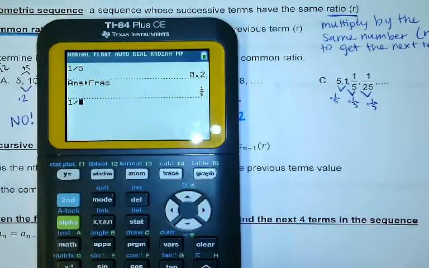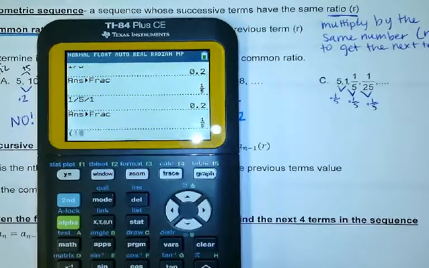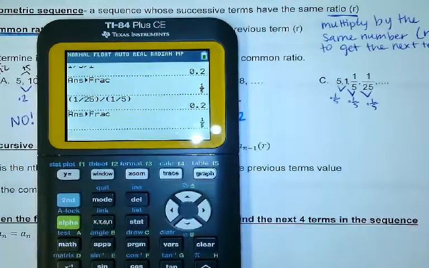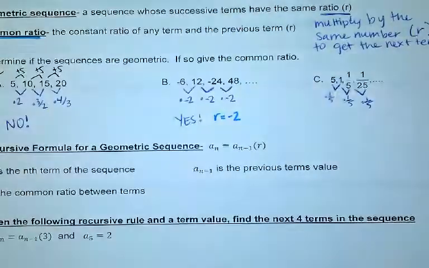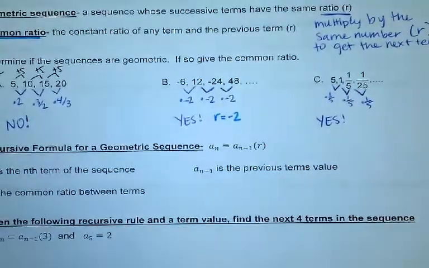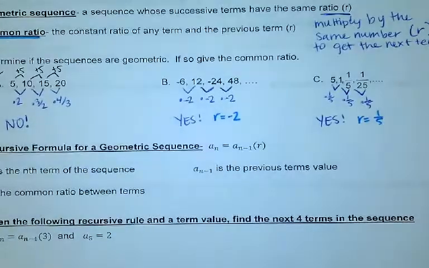If you did 1/5 divided by 1, that would still be 1/5. If we did 1/25, I guess I would need to put it in fractions, divided by 1/5, that would still give me 1/5. Okay, so every single time we're getting that constant ratio of 1/5. Now, if you put it in your calculator as a beautiful fraction, then it comes out great. So this one is a geometric sequence, and our ratio is 1/5. Do y'all feel good about that?